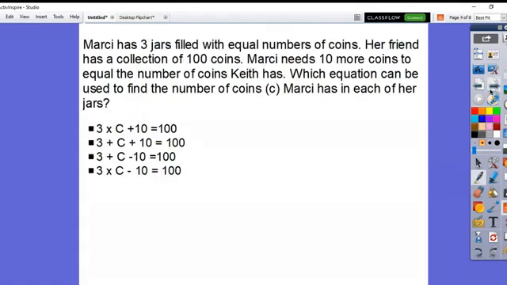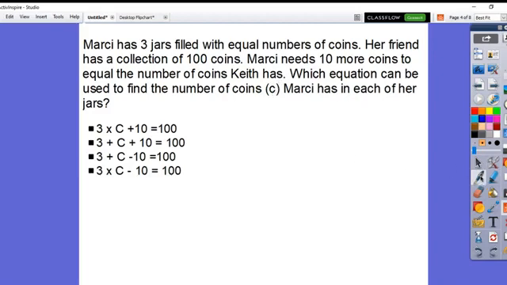Let's keep going. Marcy has 3 jars filled with an equal number of coins. Her friend has a collection of 100 coins. Marcy needs 10 more coins to equal the number of coins Keith has. Keith is her friend. Which equation can be used to find the number of coins C Marcy has in each of her jars? Now, C is going to represent the number of coins that she has.